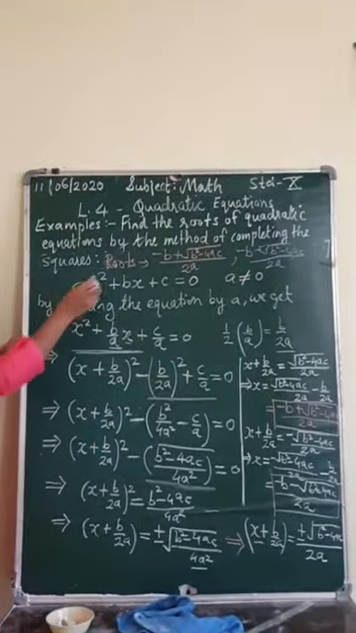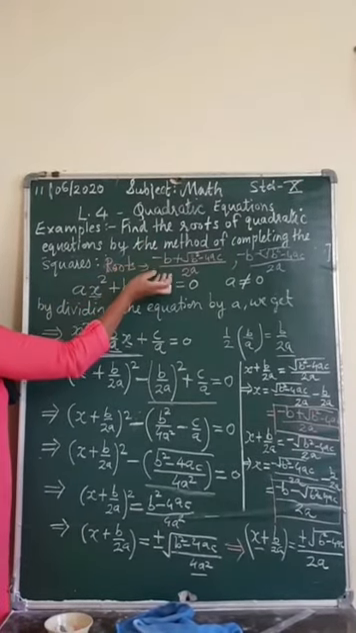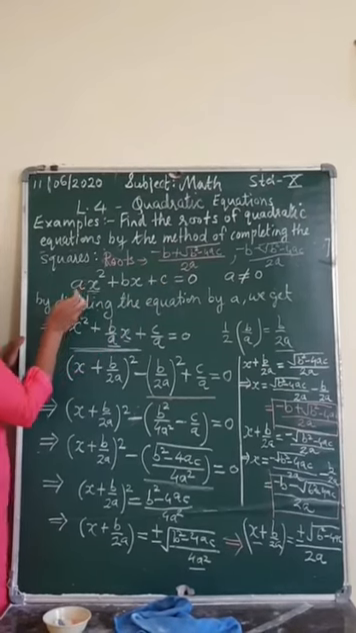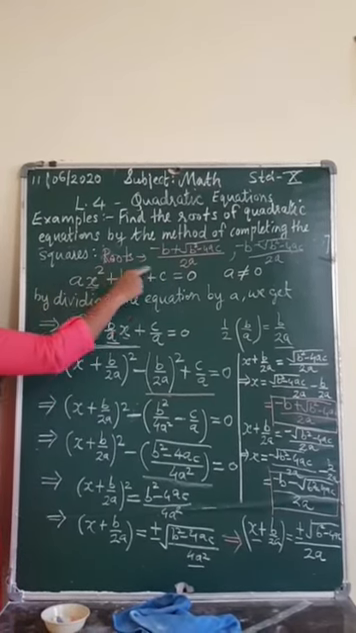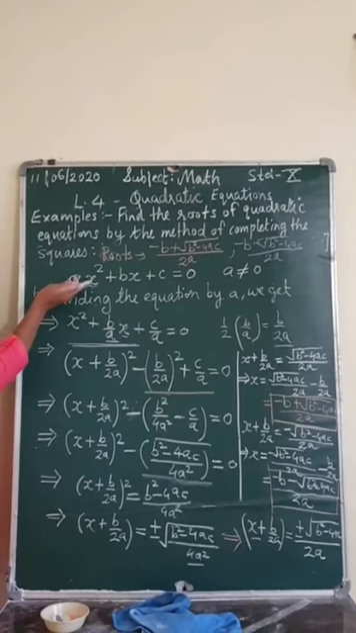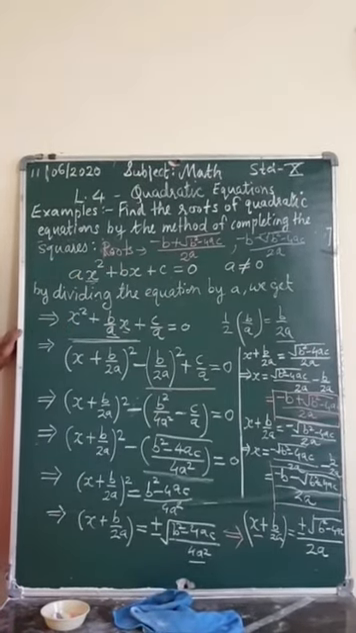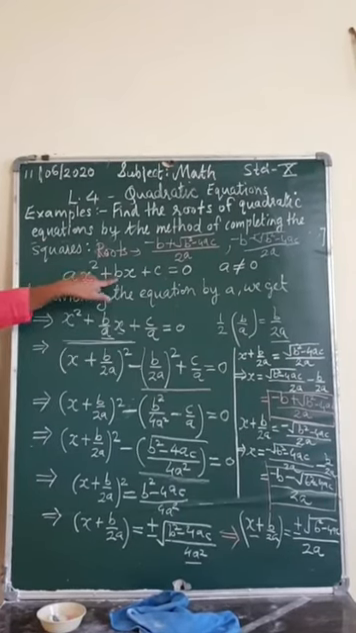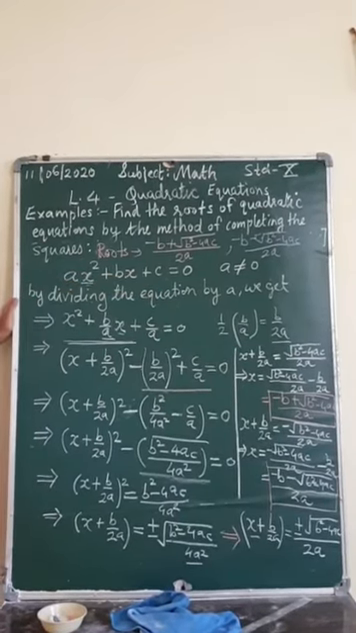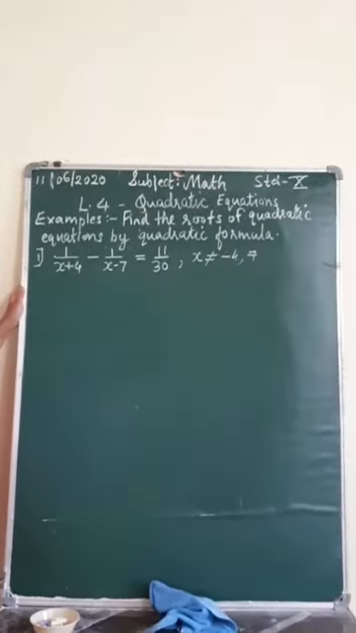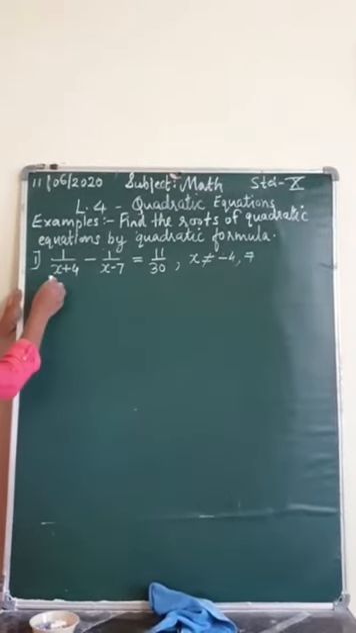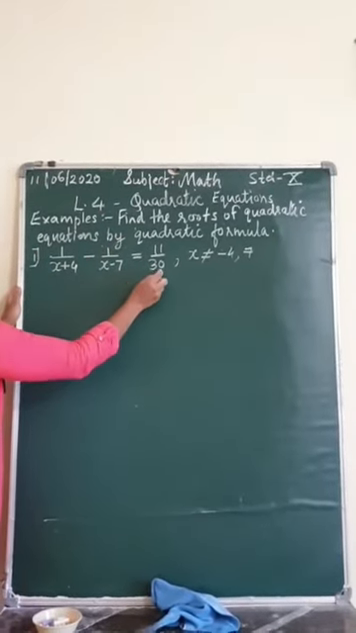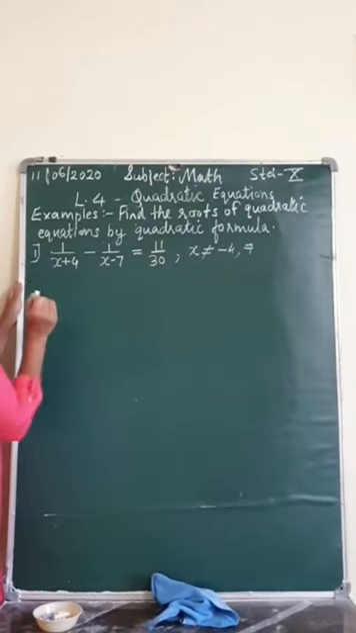These are the roots we get, and these are what we know as the quadratic formula to find the roots of any given quadratic equation by comparing it with the standard form of the quadratic equation, ax square plus bx plus c is equal to 0. Now in this example we are going to find the roots of this quadratic equation by the quadratic formula.